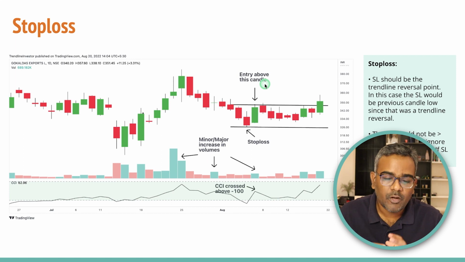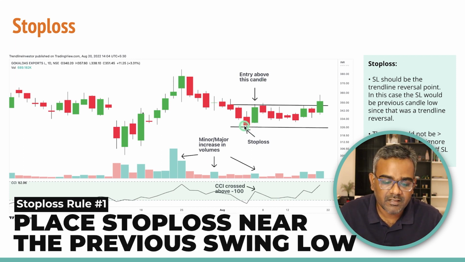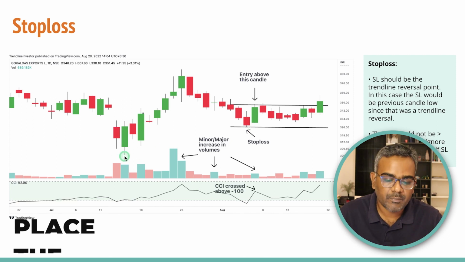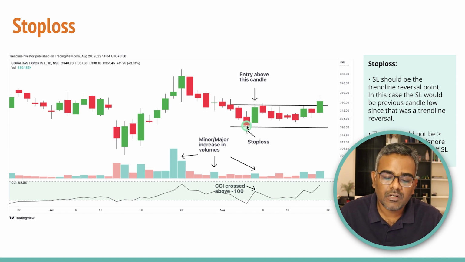Now the next point is how do you define a stop loss? The stop loss should be around the previous swing low, either here, or if you're very conservative, you can keep it here. The reason I kept the stop loss here is because I consider this a reversal. Or if you're conservative, you can keep your stop loss over here, because here also there are lower wicks, which means the stock has found demand and is reversing. You can keep it there if you're conservative.